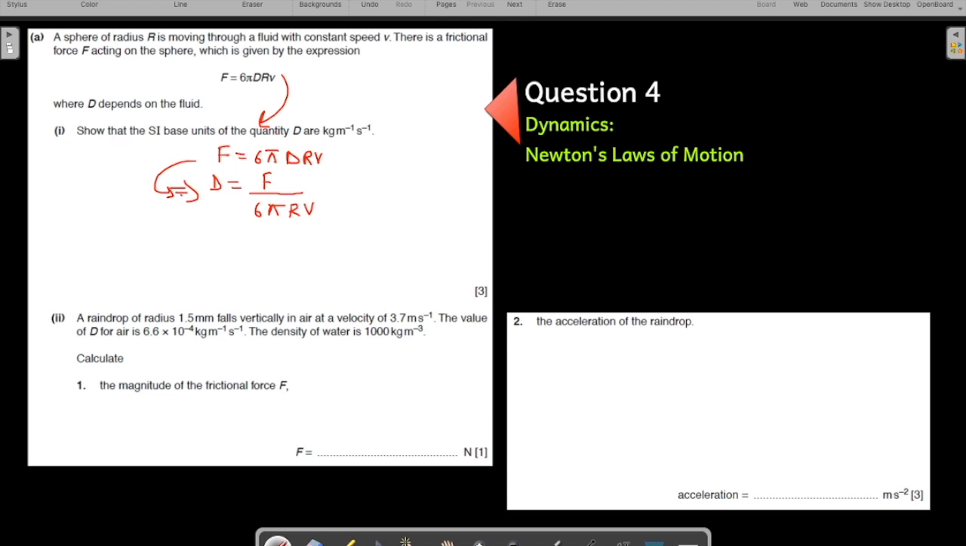Now let us write down the units for each of these terms. Force has a unit of newtons. I am writing everything in brackets because these are not numbers, these are units. 6 and pi will not have any units because they are constant numbers. R, what is r? R is the radius. Radius is a measurement of length, so it will have a unit of meters. And what is v? V is a speed. The unit for speed is meters per second.